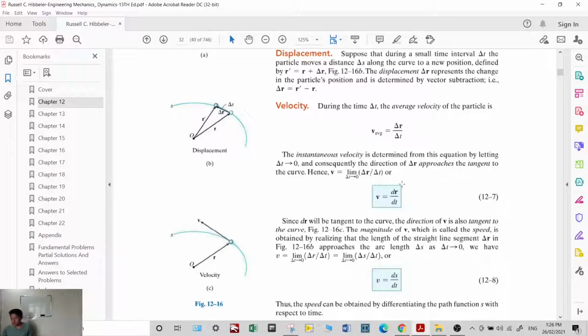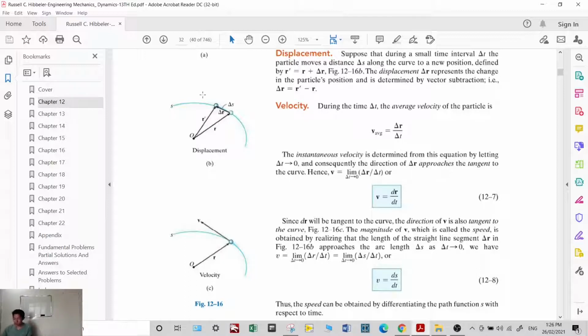Your velocity is tangent to the curve. So whatever your curve is, you get the tangent at that point, which gives the direction of your velocity. The magnitude of the velocity is called the speed. It is obtained by realizing that the length of the straight line segment delta r approaches the arc length delta s as delta t goes to 0.